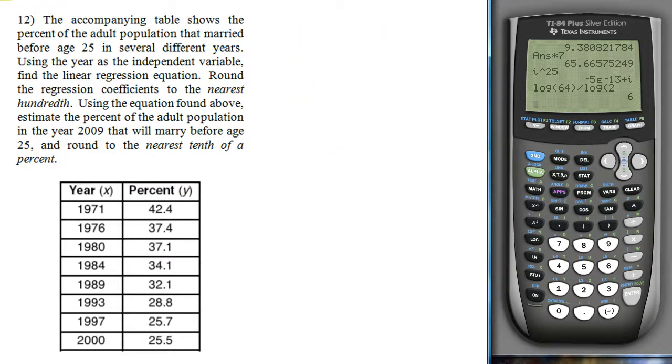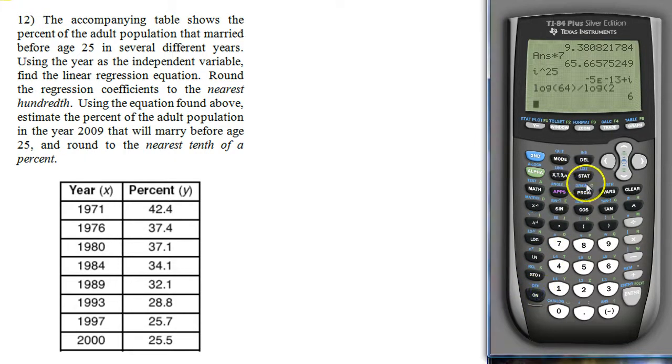Number 12. All right, this is a good one. This is the regression. So we got to go to stat. So press the stat button and edit. And if you have stuff in your list, you want to clear it out. So I want to type in these numbers. So 1971.